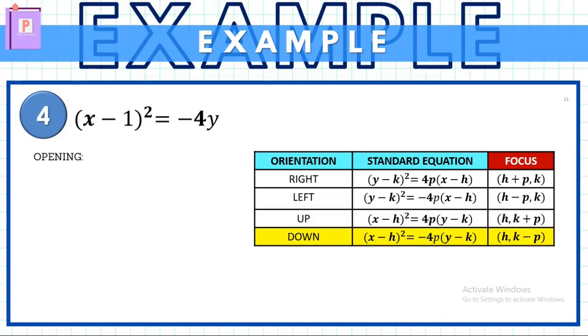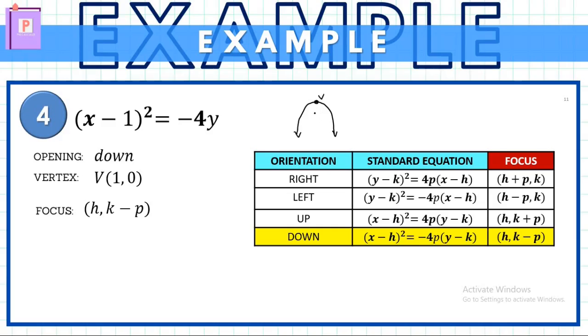Next example, this is a parabola that opens downward. So the vertex will be plotted at 1, 0. So since this is a parabola that opens downward, the focus will be using the formula h, k minus p. Now let's try again to illustrate a parabola that opens downward. The vertex will be at the highest point, and the focus will be plotted below the vertex, which is somewhere here. So since the movement is downward, the operation associated to that is subtraction. And since the movement is along the y-axis, it is k where we are going to subtract. Because again, k is the one associated with variable y.